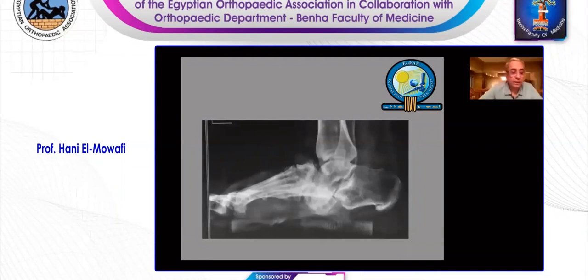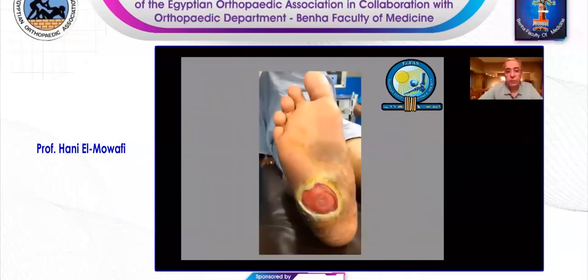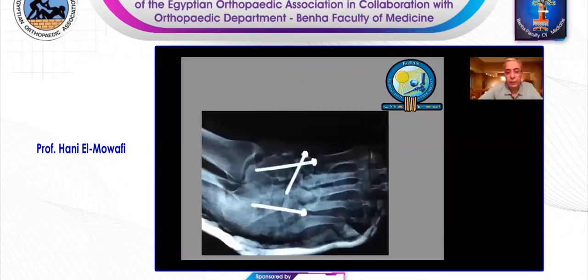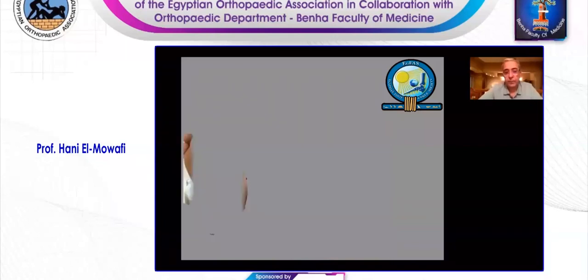Actually, it is unstable, and also it is with ulcer. So we need to correct the mechanics of the foot, and we do an arthrodesis to the middle ray and arthrodesis to the lateral ray. And this is the patient 4 days after the operation. It is gradually improving, and the callus and everything begin to improve.